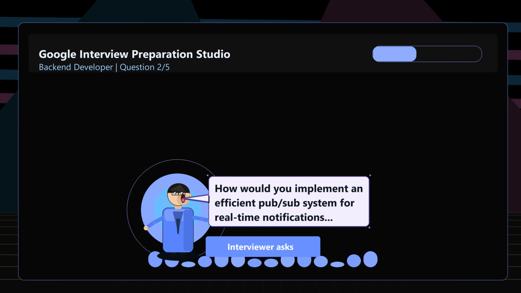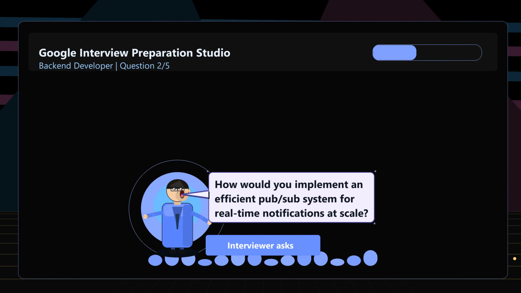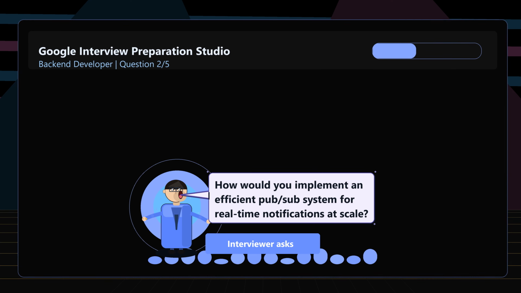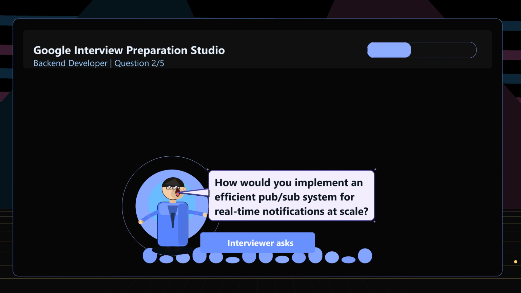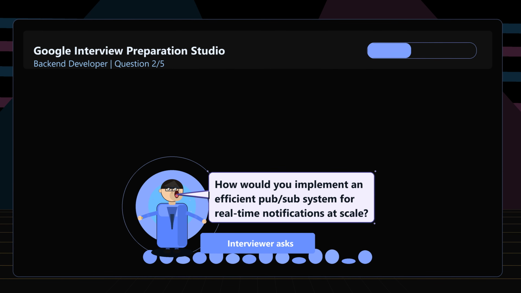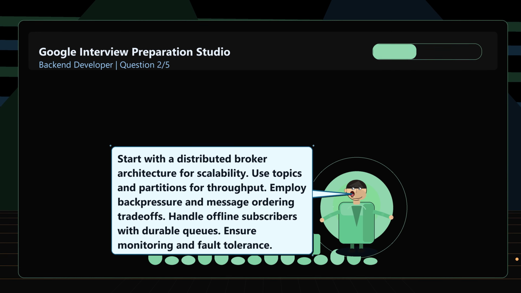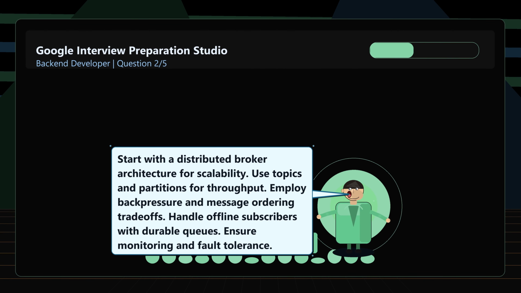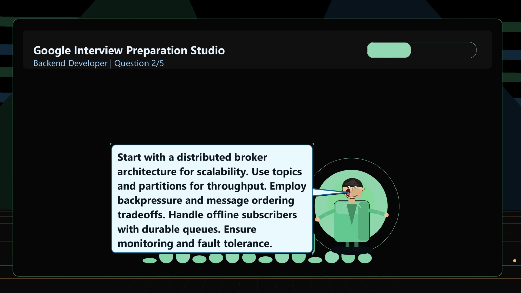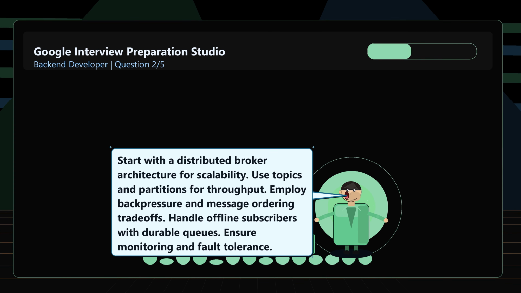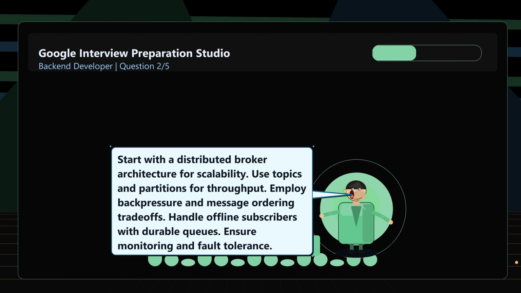Can you explain how you would design and implement an efficient pub/sub system to handle real time notifications at large scale? To implement an efficient pub/sub system for real-time notifications at scale, I'd start with a distributed message broker architecture like Kafka or Google Pub/Sub, which scales horizontally.